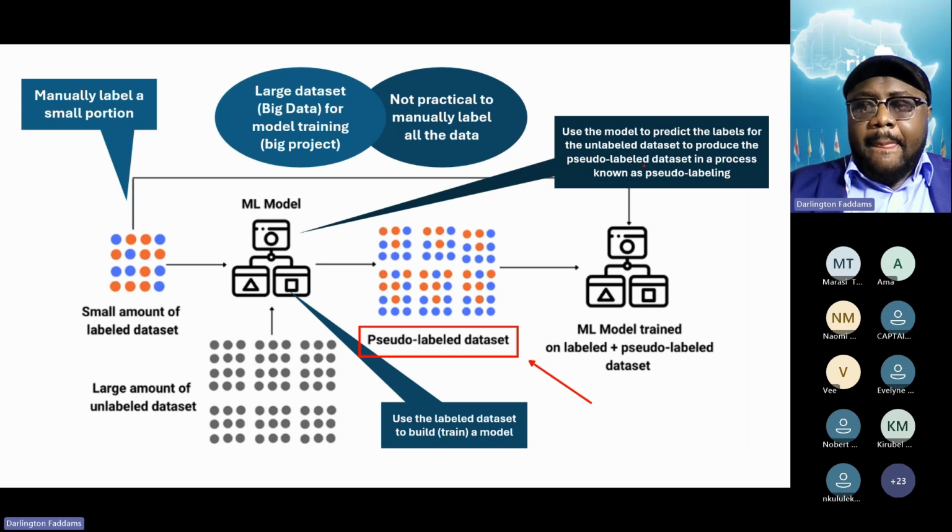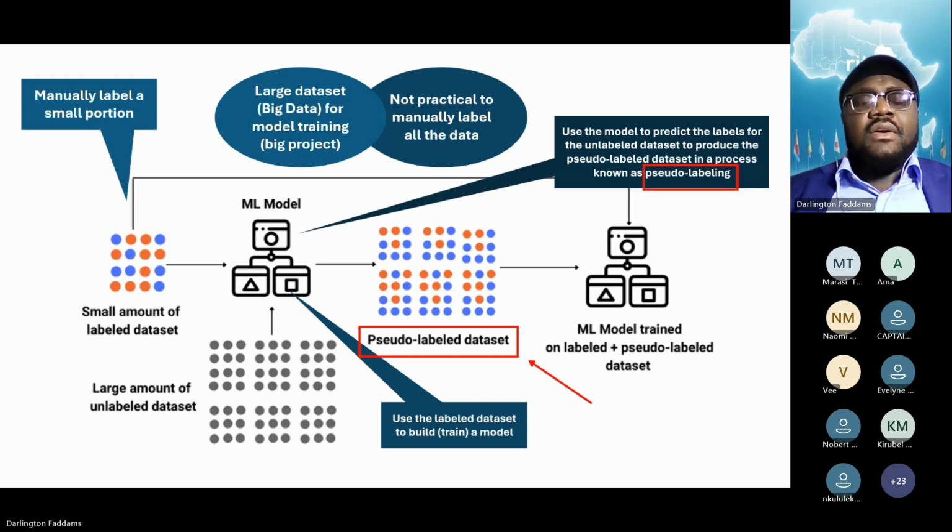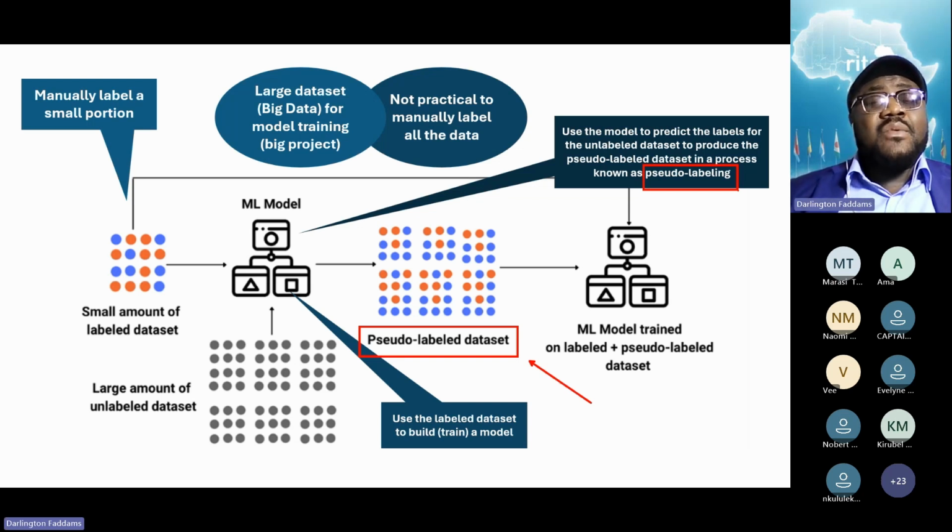Let me explain it. We are building a model with a lot of data. We label part of the data, and we use the part that we have labeled to do the training. So this is a normal supervised learning process. If you understand to this point, please type 1 in the chat.